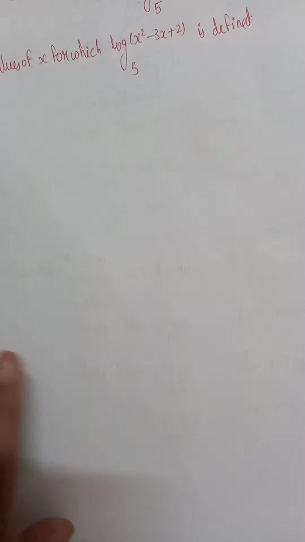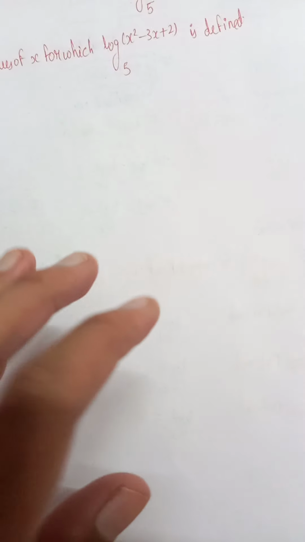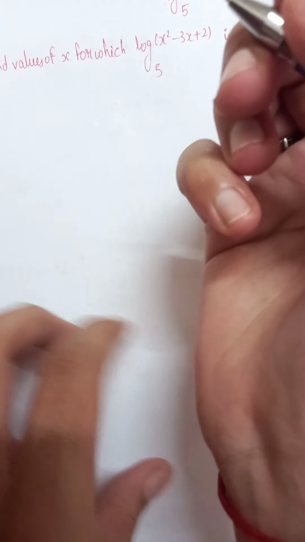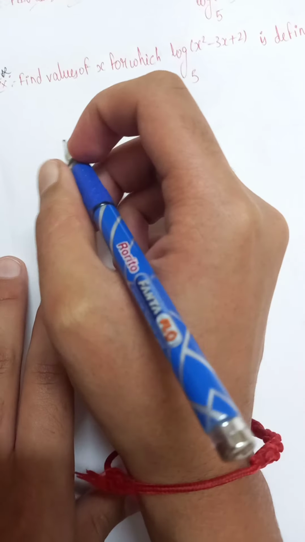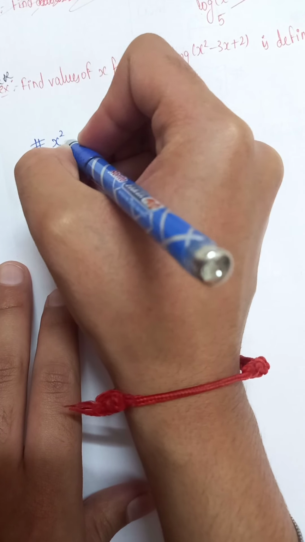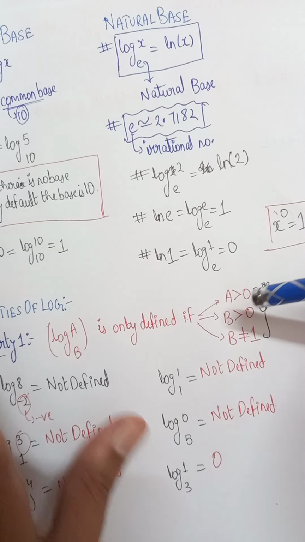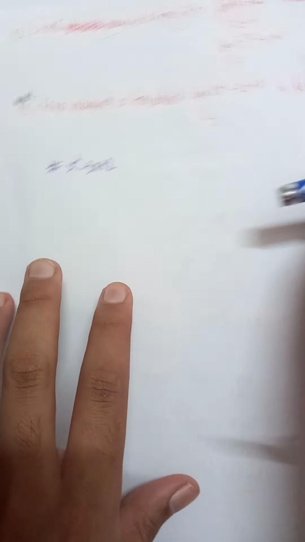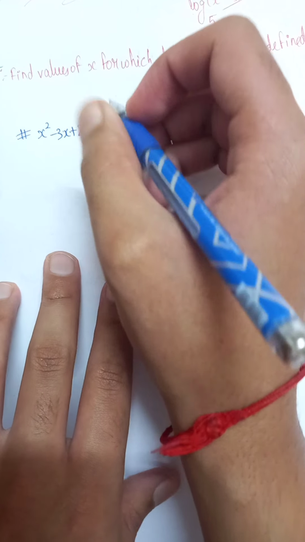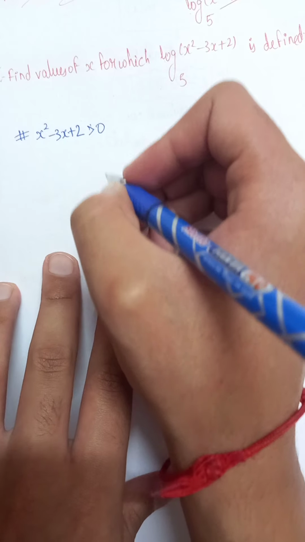It's basically a quadratic equation. To solve this question you just need the 10th class knowledge of solving the quadratic equation, that is splitting the middle term, okay? x square minus 3x plus 2. According to the condition here, the number should be greater than 0. So write it as x square minus 3x plus 2 is greater than 0. It's just like splitting the middle term, okay?